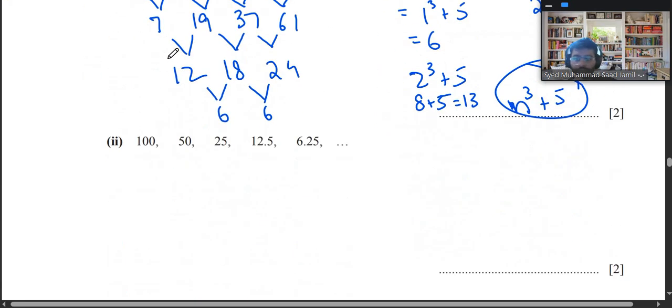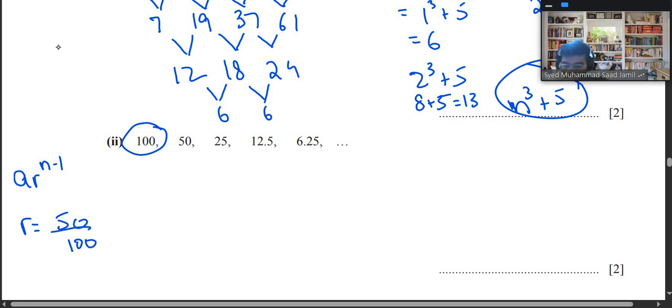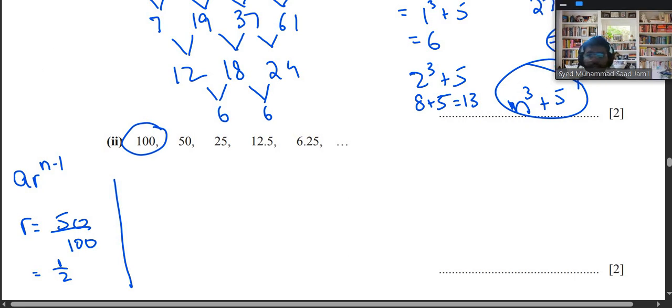Now we have to find this one as well. If you look at it, this is a geometric progression, and the formula for a geometric progression is A R raised to power n minus 1. A is the first term, R is the ratio. How do we find the ratio? For example, 50 divided by 100 is 1 upon 2. 25 divided by 50 is also 1 upon 2.